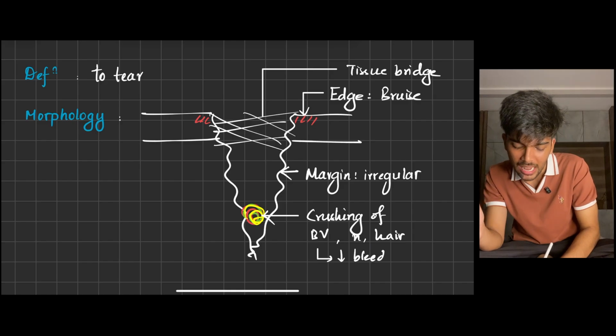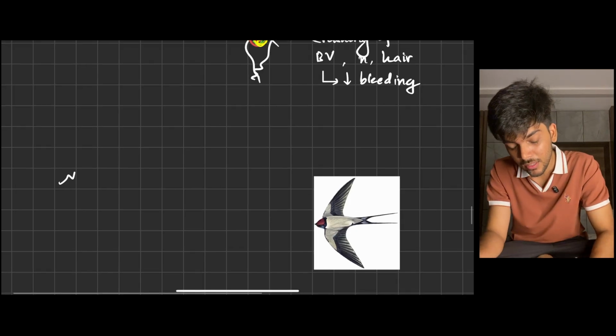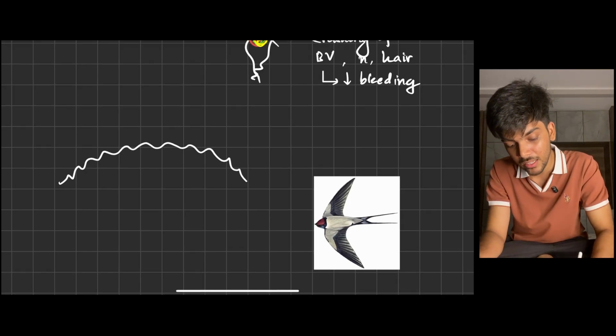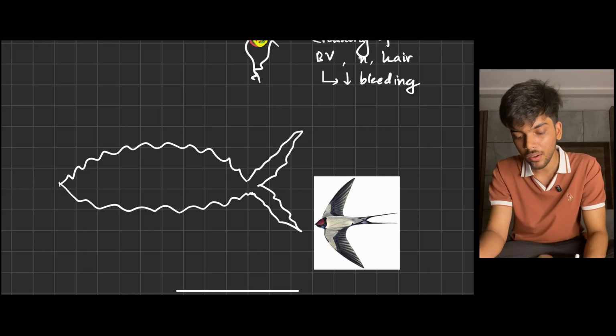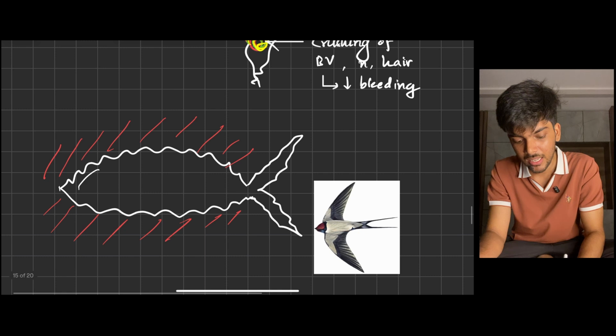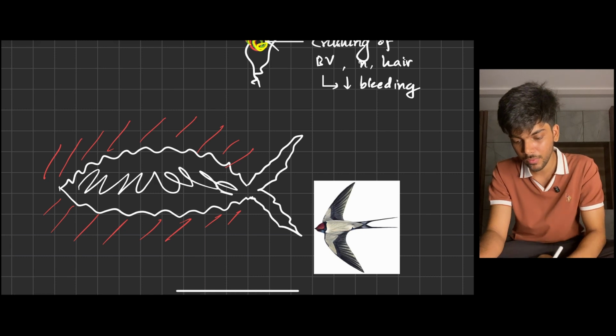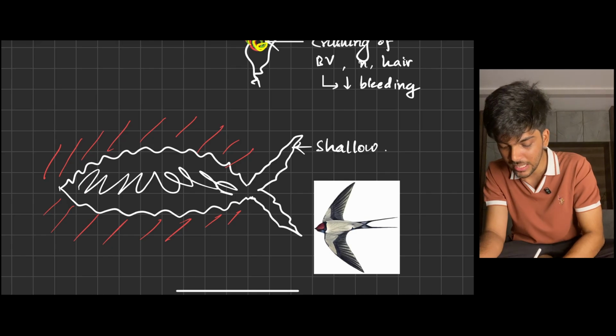Now this is what laceration looks like from the side. How about from the top? From the top, this is the irregular margin of the laceration, and at one end, shallow tailing takes place, and around it is obviously the bruising at the edge. The base is crushed. This is referred to as shallow tailing because it looks like the tail of a shallow board.